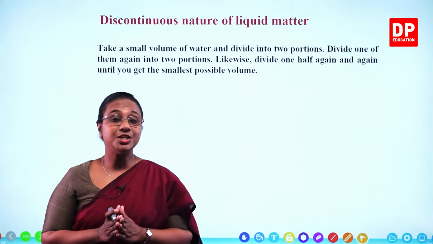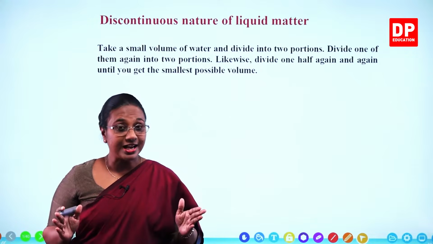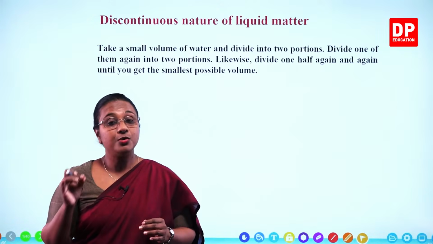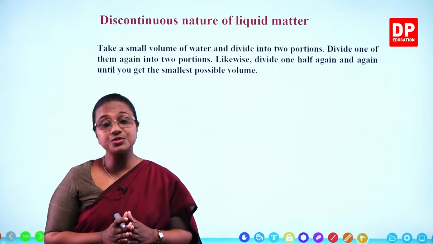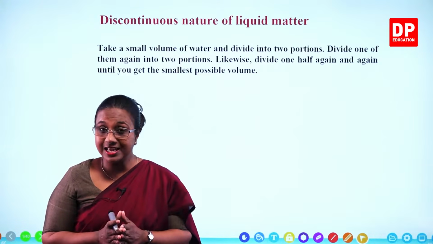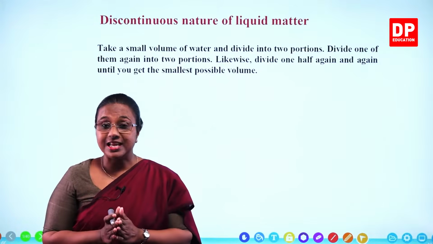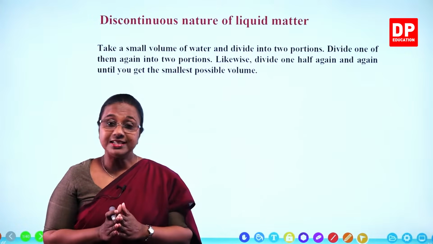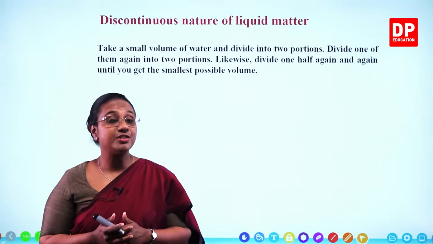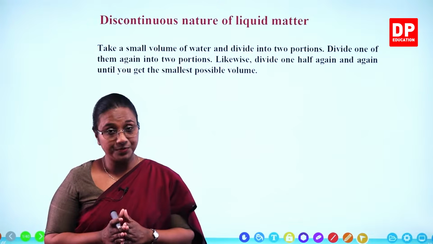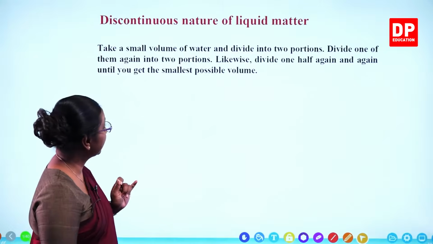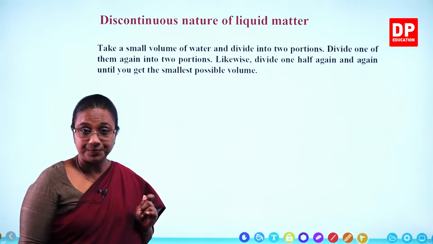So what is discontinuous nature? You all can remember matter is made up of particles with spaces among those particles. So if we take matter, they exist in different states: solid state, liquid state and gaseous state. So under that, we have discussed some examples related to the discontinuous nature of solid matter. So in this chapter, we are going to start the discontinuous nature of liquid matter.